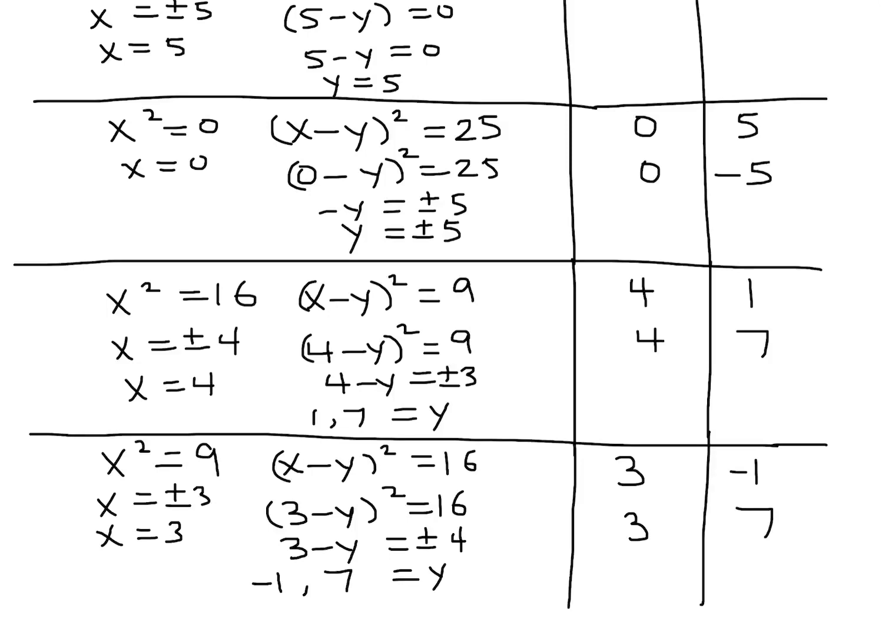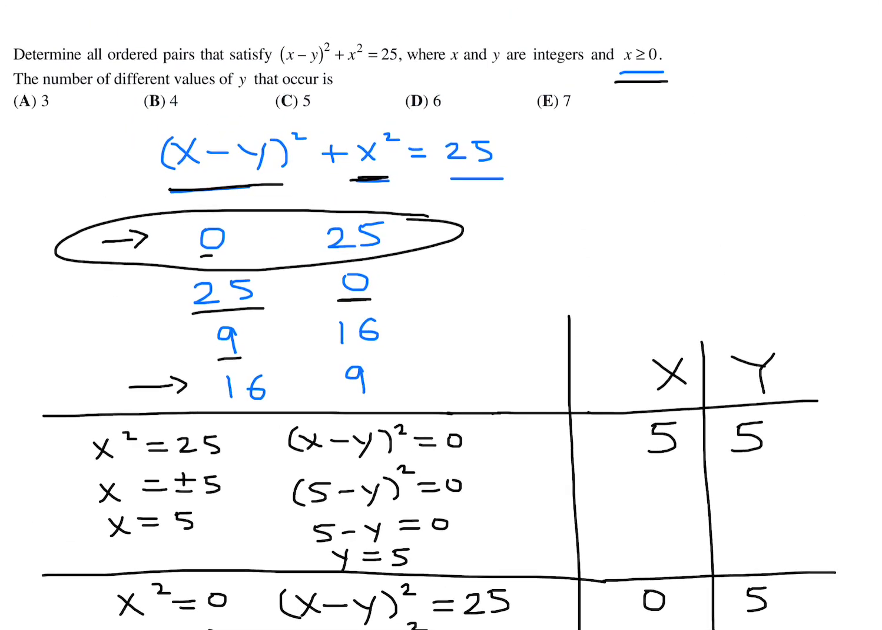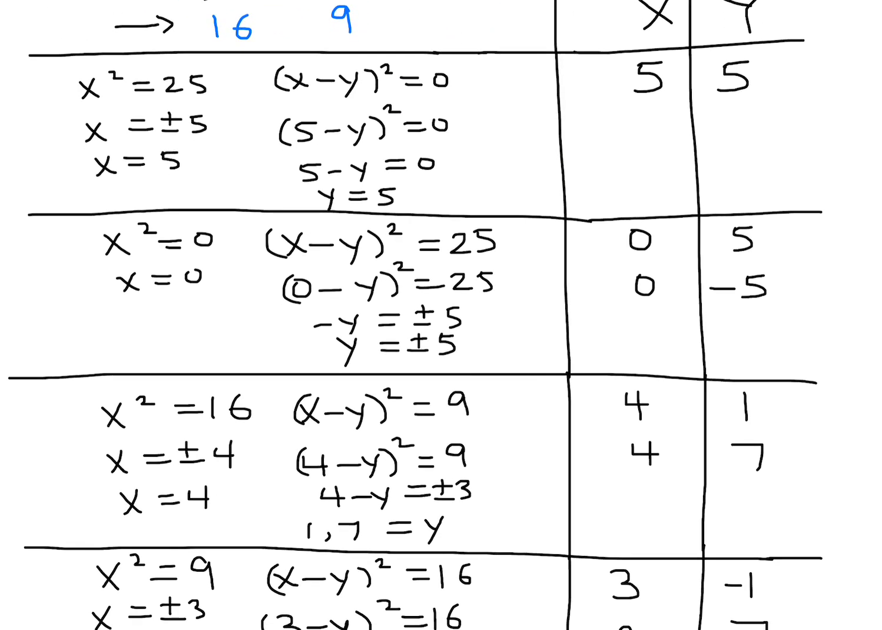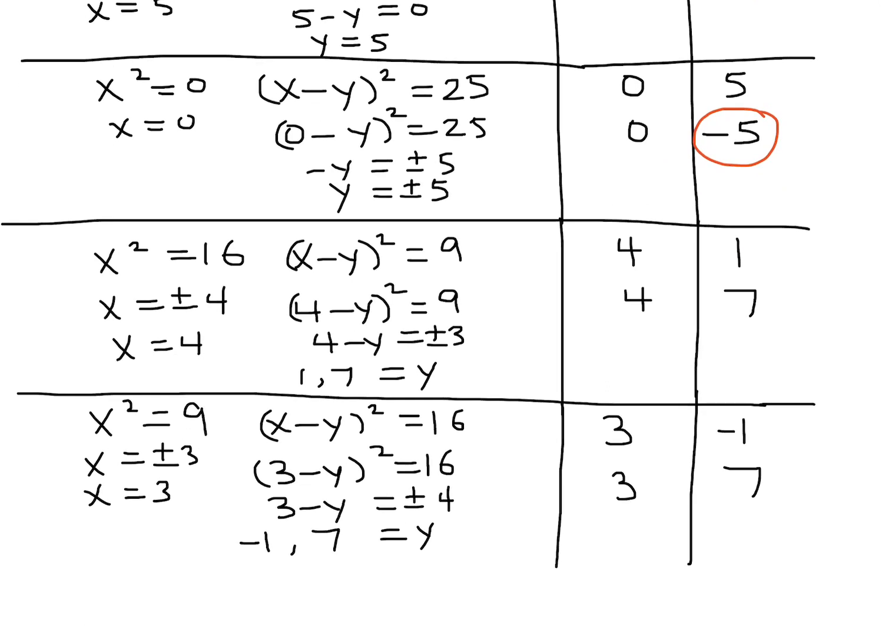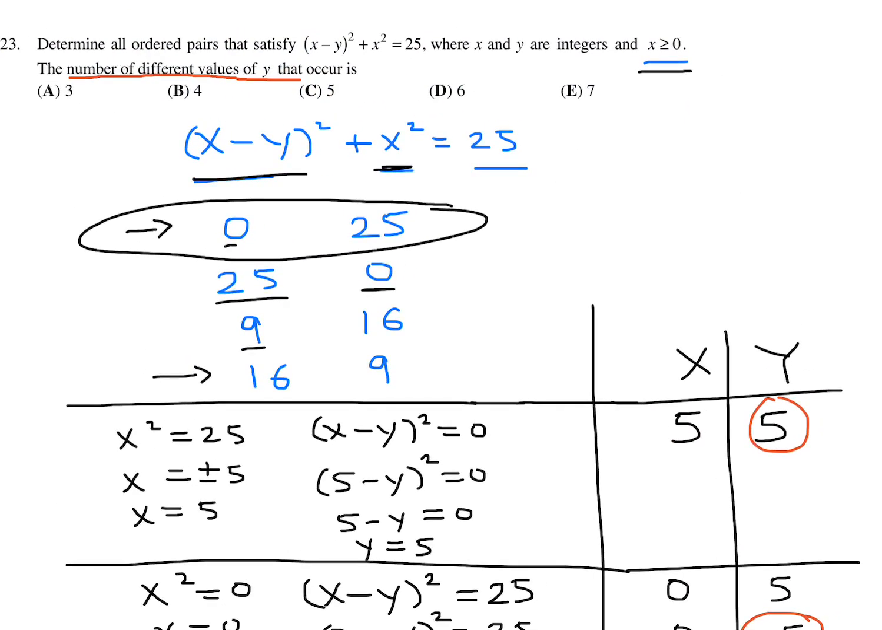So what was the question asking us, if you remember all the way back in the beginning? The number of different values of y that occur is. Well, how many different values of y did we figure out? We got 5, negative 5, 1, 7, and negative 1. So we have 5 different values of y. So the answer is choice C, sorry.